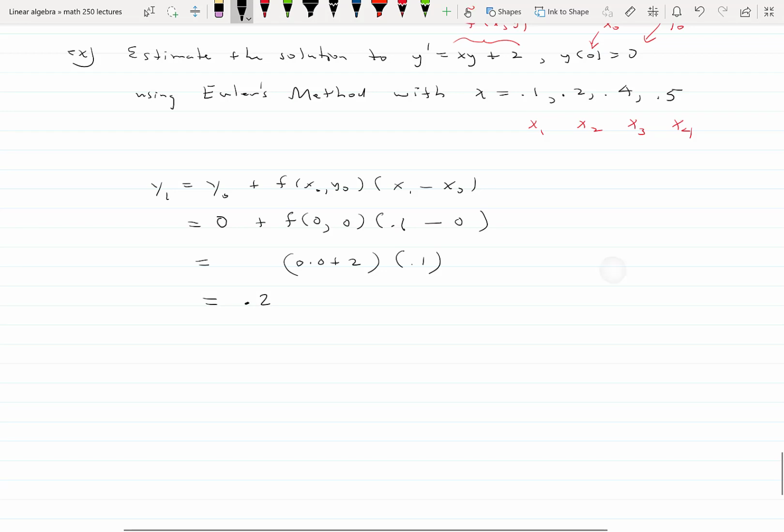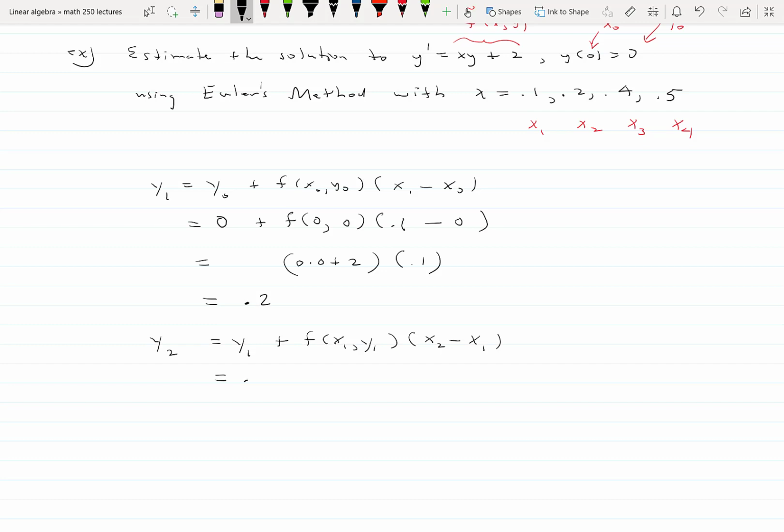Okay, so I want y2, y3, and y4. So y2 equals y1 plus f of x1, y1 times x2 minus x1. Okay, so here's where our solution starts to go bad on us in terms of error.